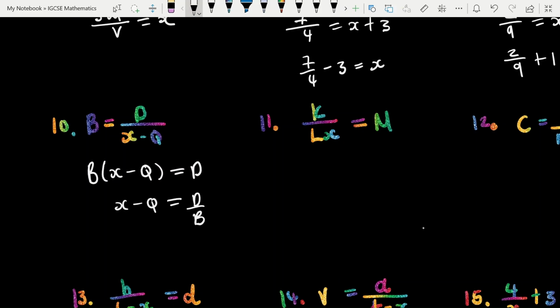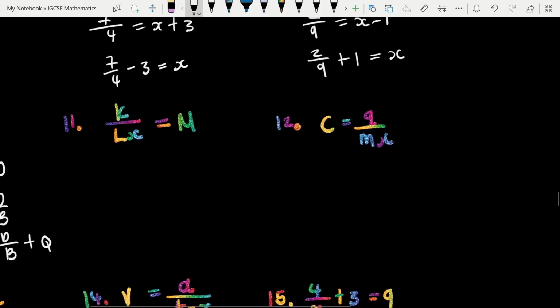I hope I'm not speaking too fast for somebody. Then I'm going to make X the subject. It's on the left. I keep it on the left because it's positive, because there's no sign in front of it. But this Q is subtracting, so it goes to the other side and it will add. So X is equal to D over B, which is already there, and Q is now coming to add like that.